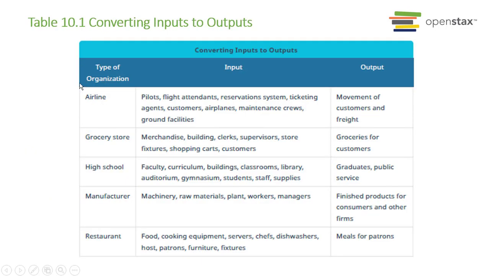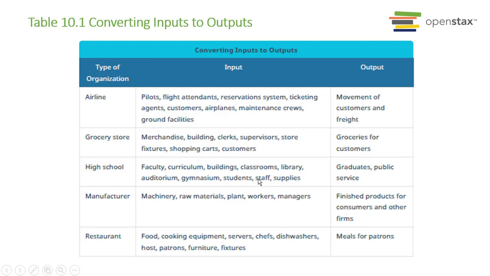The converting inputs to outputs example again here, airlines, giving you examples of the inputs and the outputs. Grocery stores, there's the input and outcomes. High school, graduate public, you get the idea.